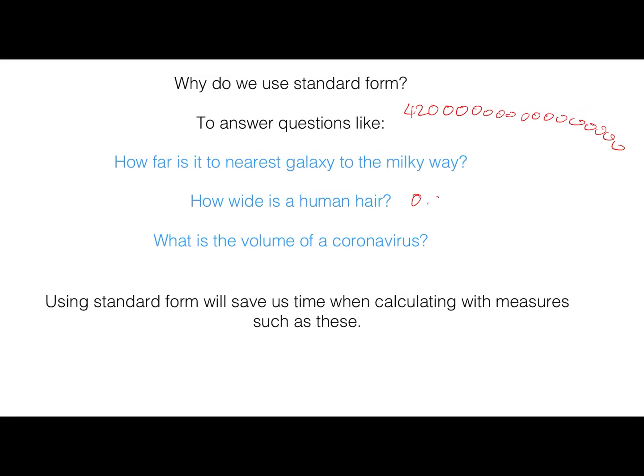We don't want to write out the width of a human hair in centimeters. It would be ridiculously small, okay? The volume of a coronavirus is incredibly small. Maybe the volume of a coronavirus is 0.0000000000002 centimeters cubed. Tiny. We don't want to be writing out all of those zeros, okay? So we can write things in standard form.